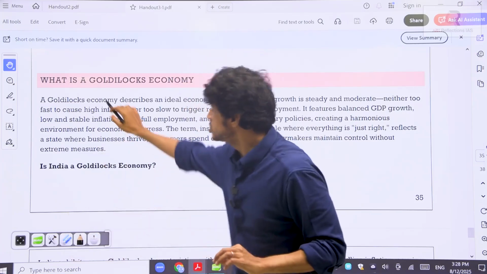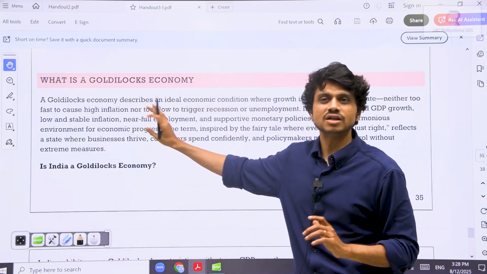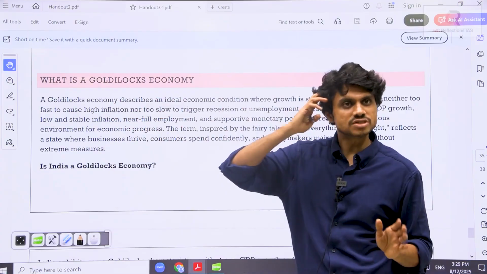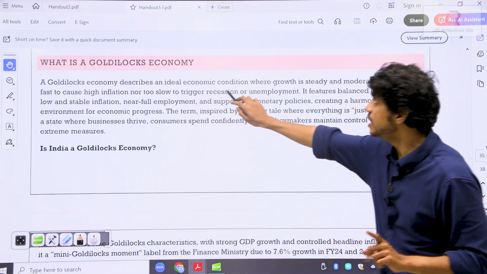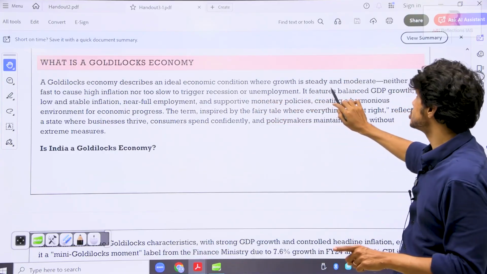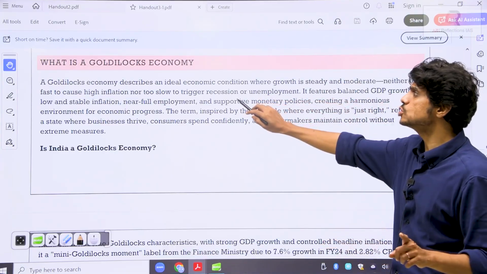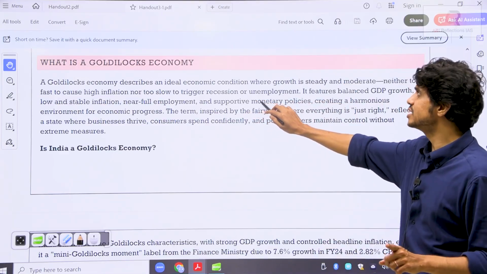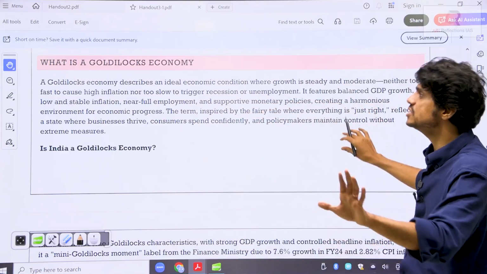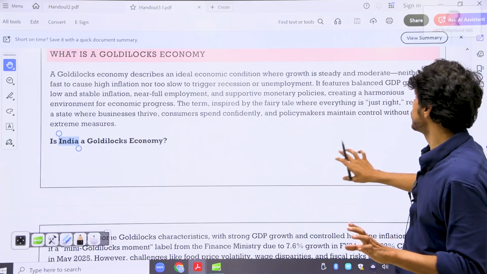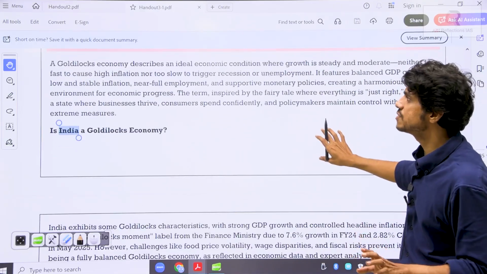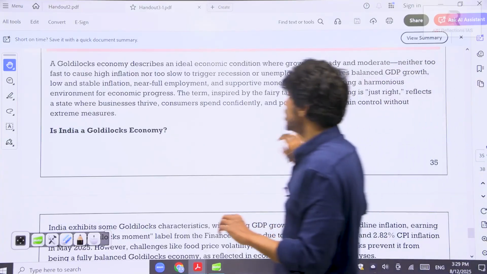So I will use this keyword. I don't need the article, I just need to use this keyword. See here, a Goldilocks economy is described as an ideal economic condition where growth is steady and moderate, neither too fast to cause high inflation nor too slow to trigger recession or unemployment. It features a balanced GDP, low and stable inflation, near full employment, and supportive monetary policies, creating a harmonious environment for economic progress. Everything is just right.